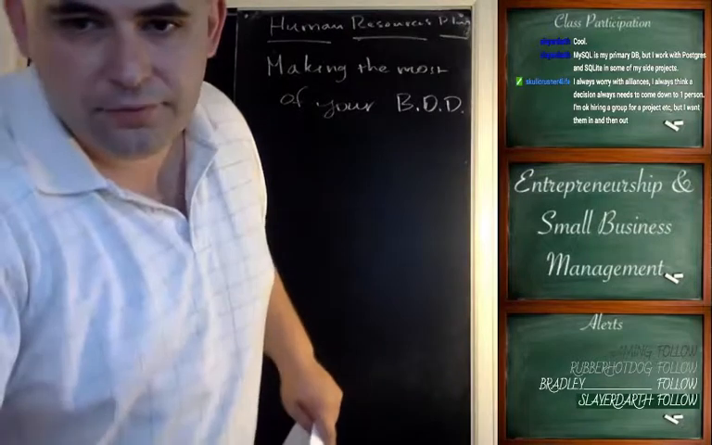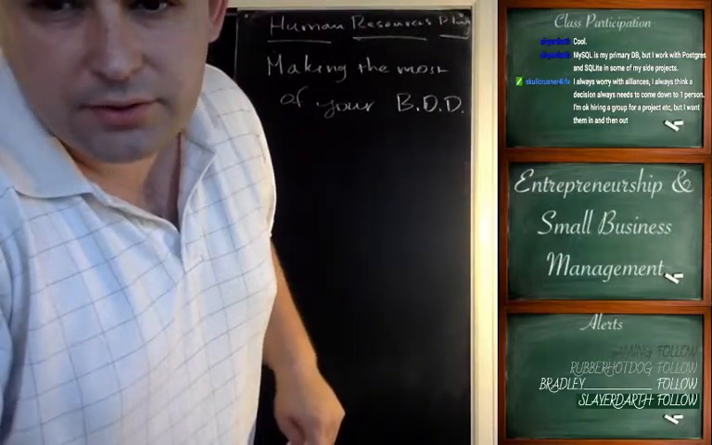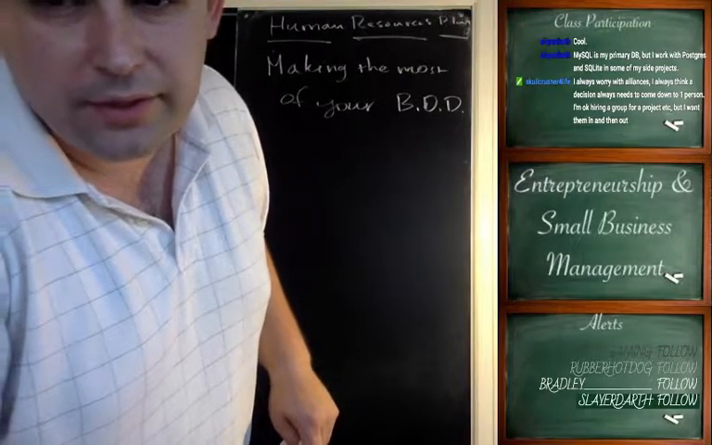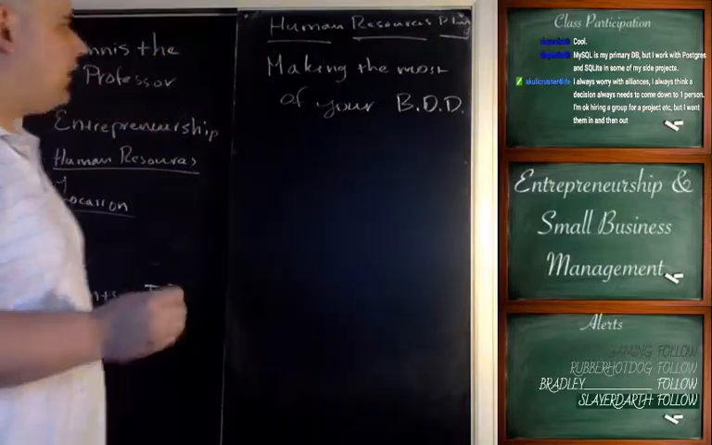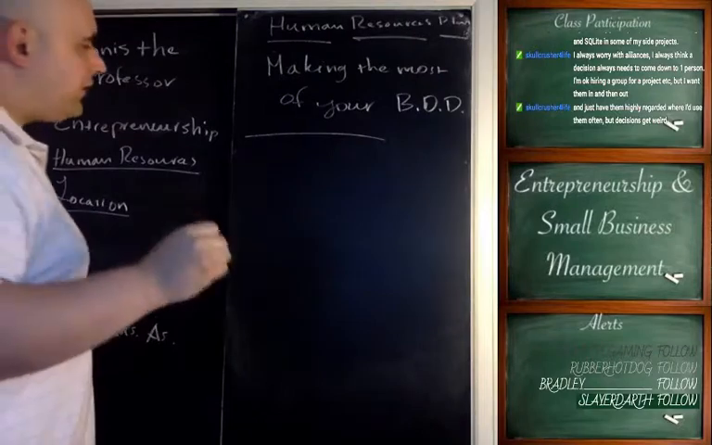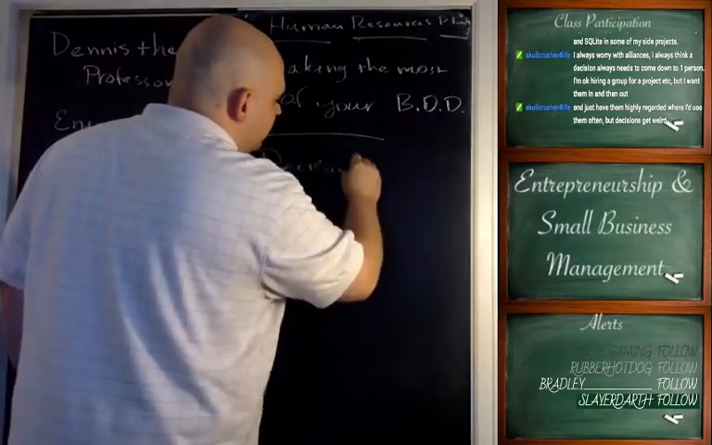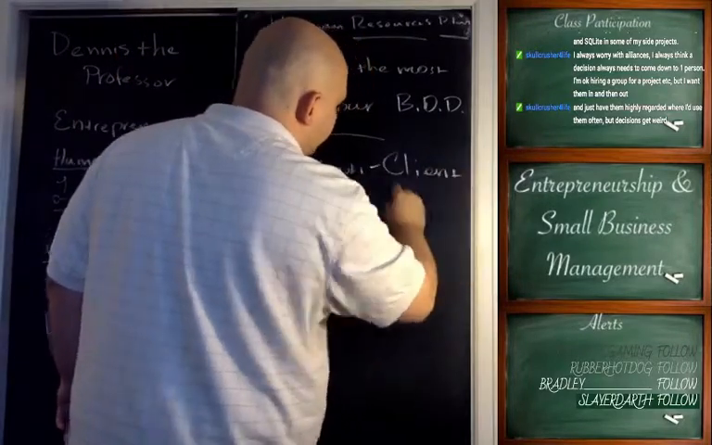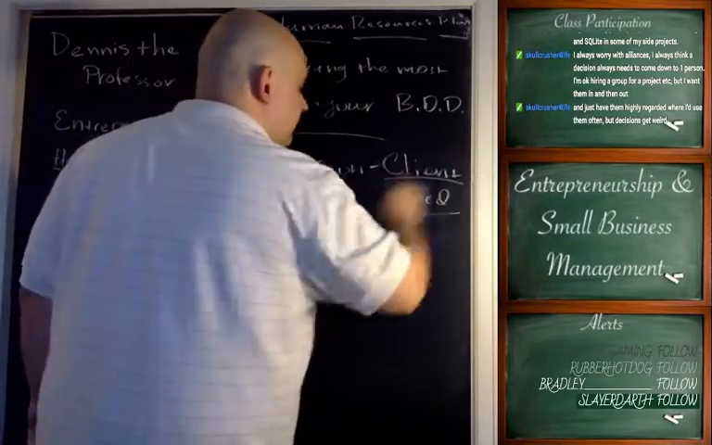So first and foremost, I always work with alliances. I always think a decision needs to come down to one person. I'm okay hiring a group for a project, but I want them in and then out. Let's address that for a moment. You can decide that with an alliance on a decision. And usually the person with the decision is going to be the person with the client, or the person with the need that's being filled by the other alliance.